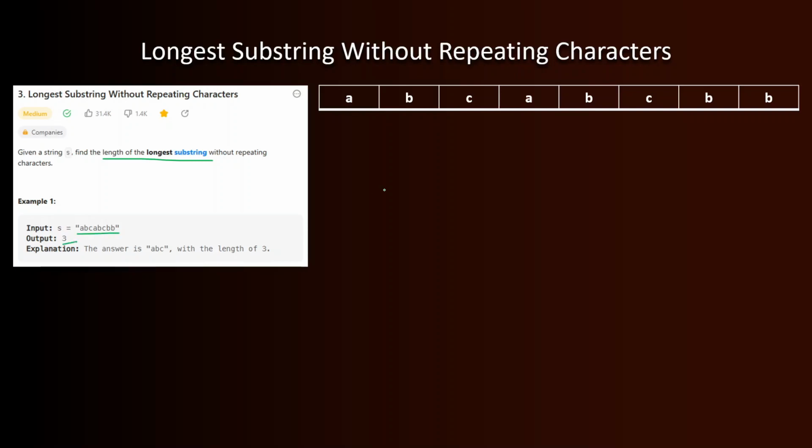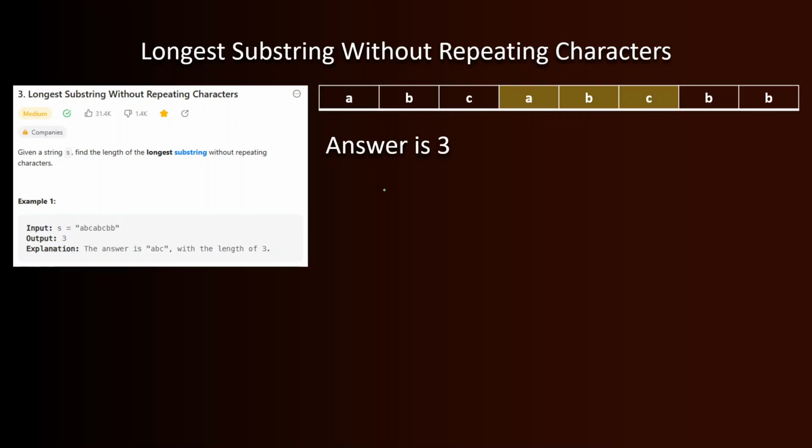This is because the longest substring for this input string can be ABC or BCA or CAB or ABC. As you notice, all of these substrings without repeating characters are of length 3, and hence the answer is 3. Now, the simplest solution would be to find all substrings without repeating characters and then find the length of the longest substring among them.